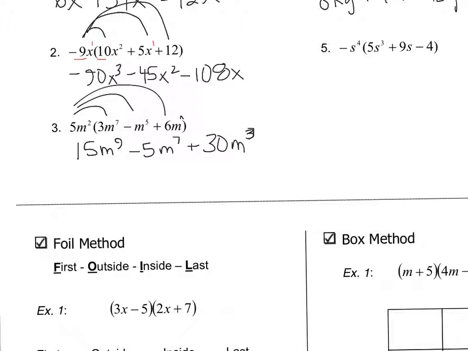Number 5, -1 times 5 is -5 s to the 7th. -1 times 9 is -9 s to the 5th. And -1 times -4 is 4 s to the 4th.